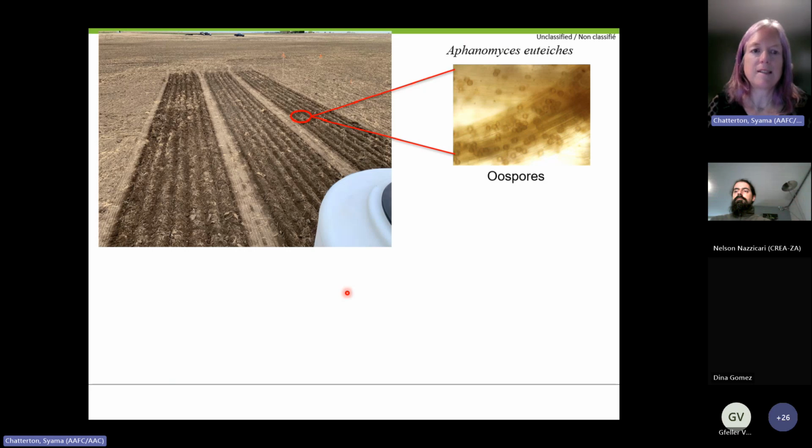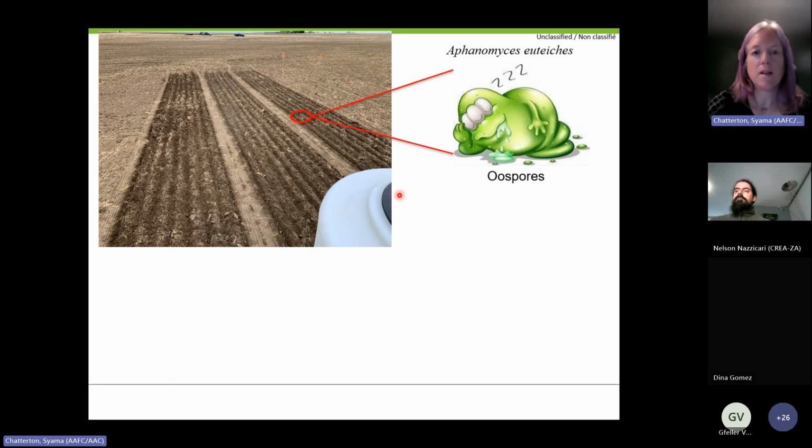the problem is that it stays dormant in the soil. So we have this nice bed of soil just ready for a crop, but what's lurking underneath are these oospores that are sitting there lying dormant. So we have our sleeping oospores that are dreaming of a pea or lentil crop.